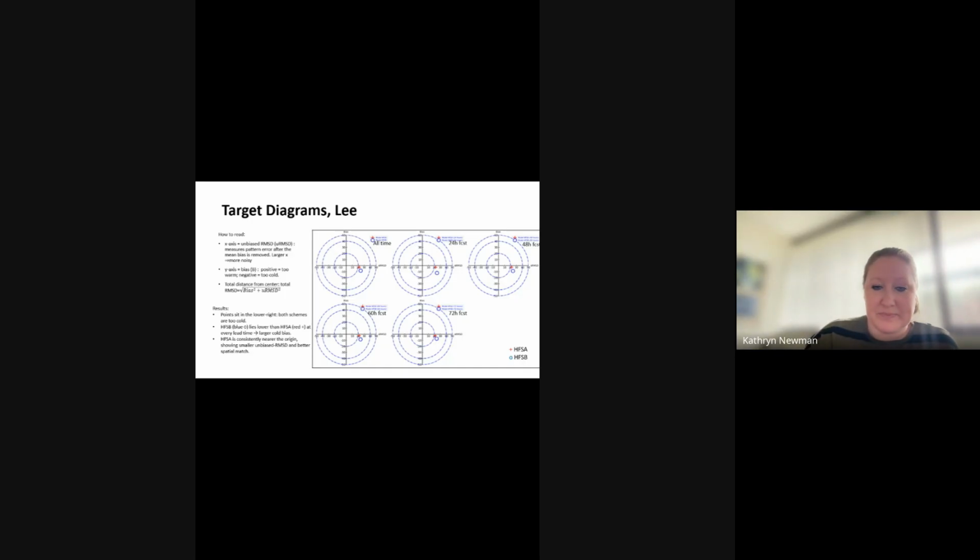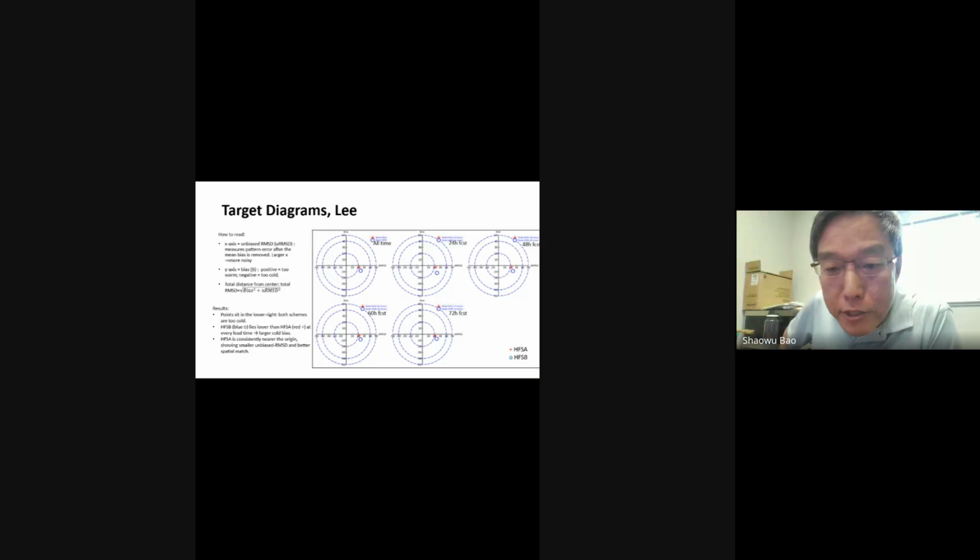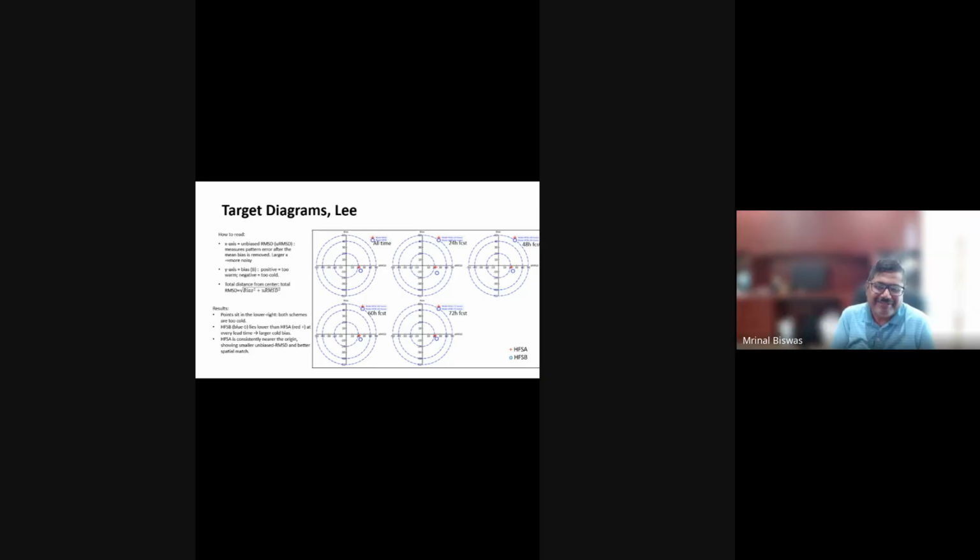Hi, Shaowu. Great talk. I was wondering, you have done similar evaluation with the HWRF model, right? I remember you had the fractional skill score you did with HWRF. Did you see any changes, like improvements with HAFS-A or B compared to HWRF?